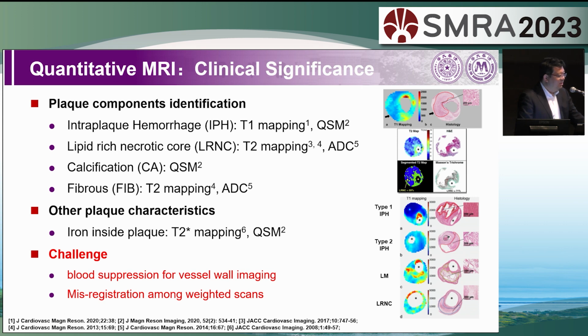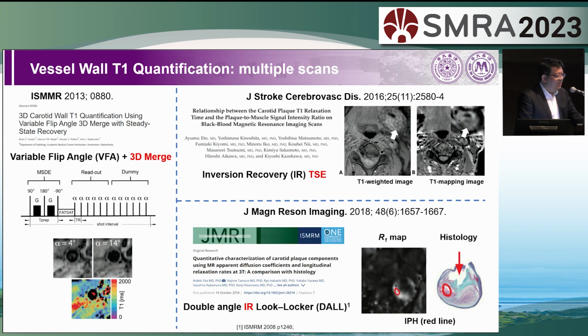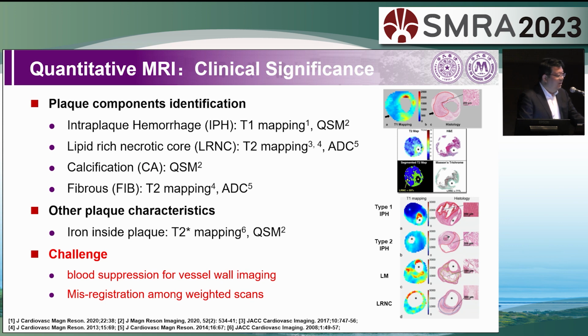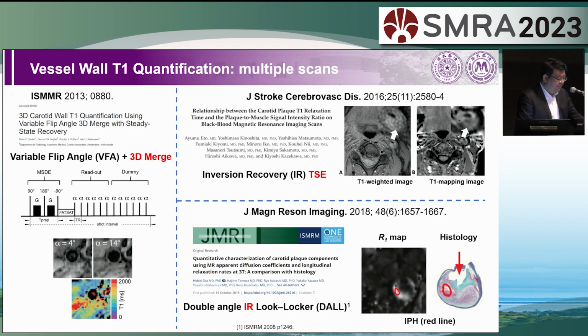However, using traditional methods, there are challenges. The first one is blood suppression for vessel wall imaging. Usually for vessel wall, we need black blood. That's the main challenge. The second one is that traditional mapping techniques use multiple scans, so there could be misregistration among the weighted imaging scans.